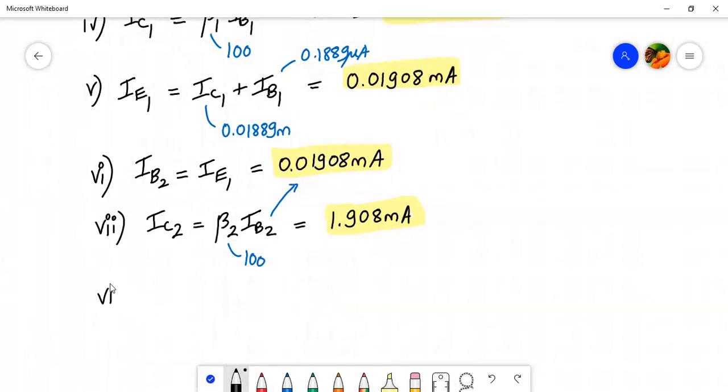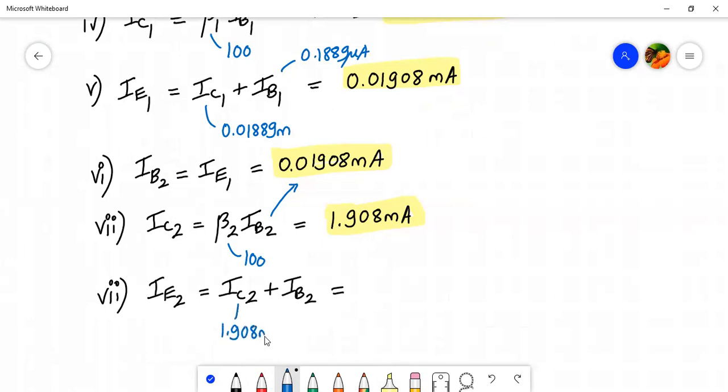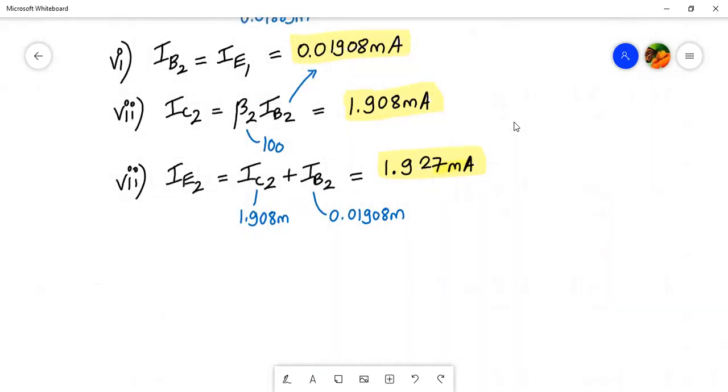So here it is. IE2 will be equal to IC2 plus IB2. Your IC2 value is 1.908 milli and IB2 value is 0.01908 milli. So the addition will give you the answer as 1.927 milliamperes. Please cross check this answer once. So your emitter current is coming out to be 1.927 milliamperes. All right, so this was point number 8.